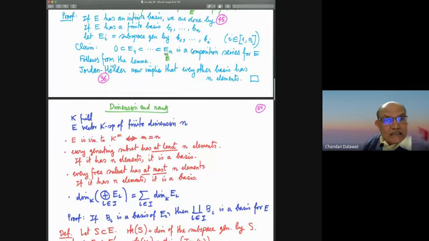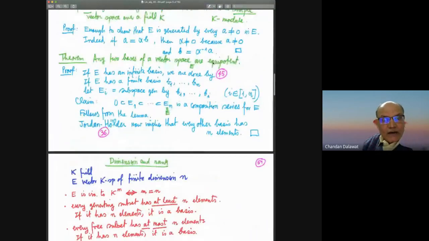Now, this sequence is actually a composition series for E. That's what follows from the lemma. What does it mean for it to be a composition series? It has to be an increasing sequence of submodules, starting from 0, ending at the whole space, and such that the successive quotients are simple modules.